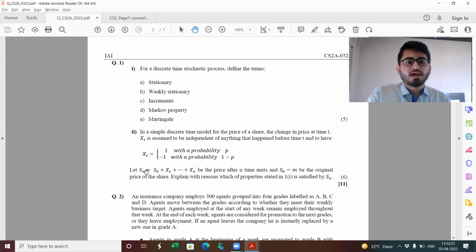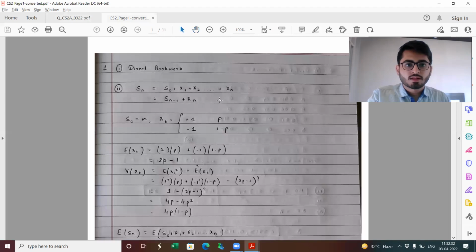Part 2, we have a process Sn given by S0 plus x1, x2, xn, and S0 takes the value m. And we need to explain whether the following properties are being held or not. So let's just take a look at how we should go about with the solution. Sn is equal to S0 plus x1 plus x2 so on xn. If I just leave the last term xn and I take it till xn minus 1, then that becomes nothing but Sn minus 1. So this is another way to write. Why I'm writing this is so that later on this would be helpful.